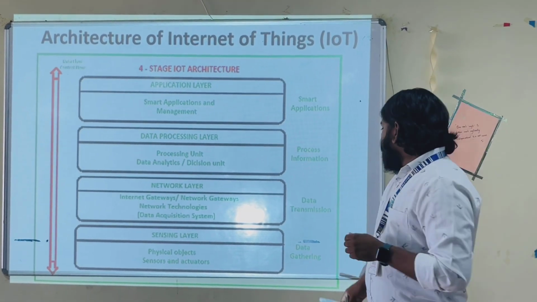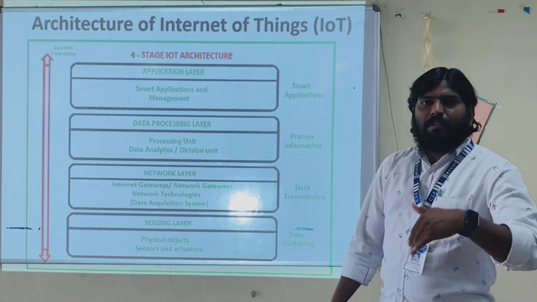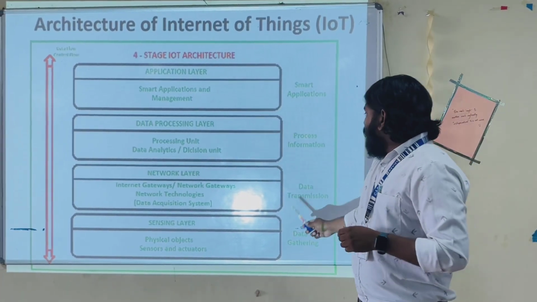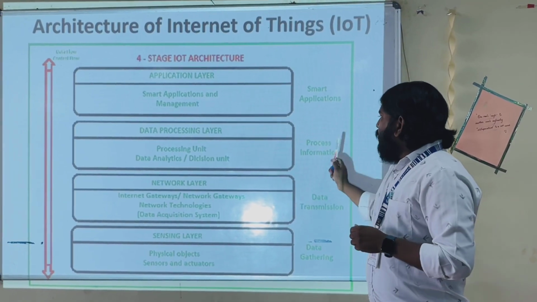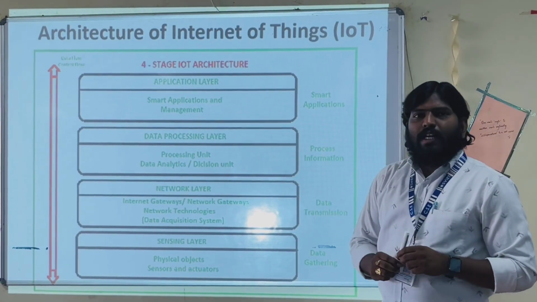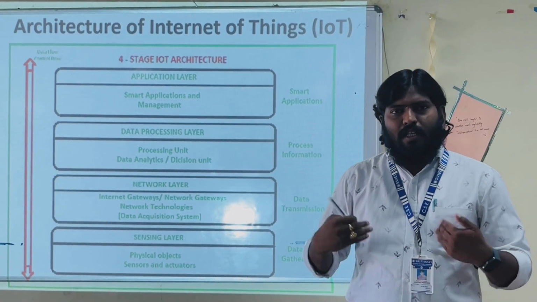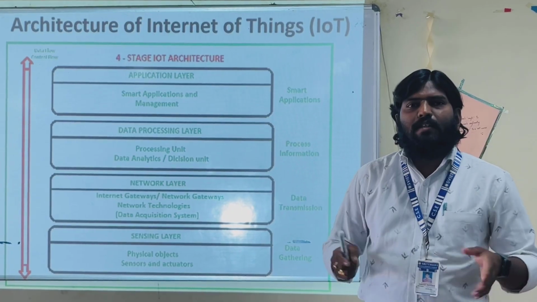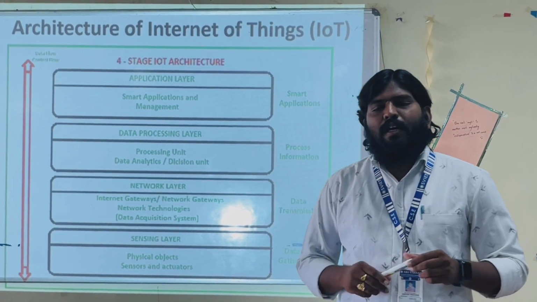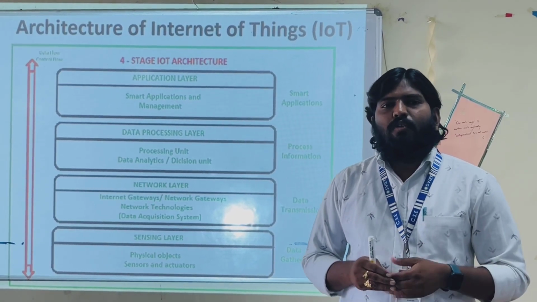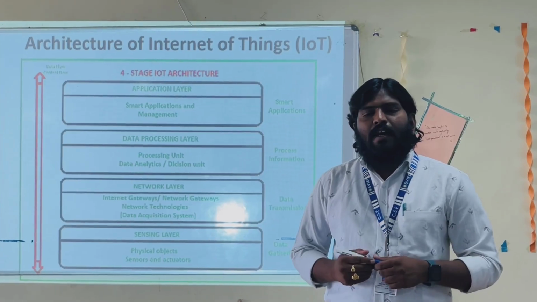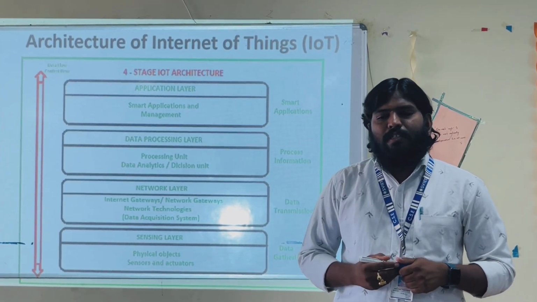Data gathering comes under the sensing layer, data transmission comes under the network layer, and processing information is the data processing layer. Whatever applications you build come under the final stage, the application layer. So this is in general the 4-stage architecture you have to follow when designing any kind of IoT application, right?